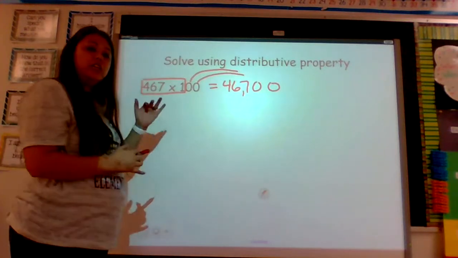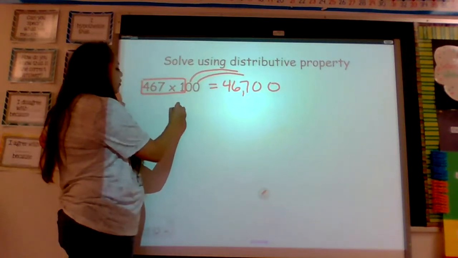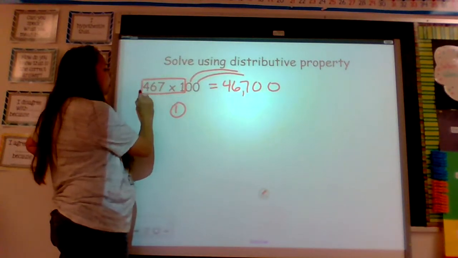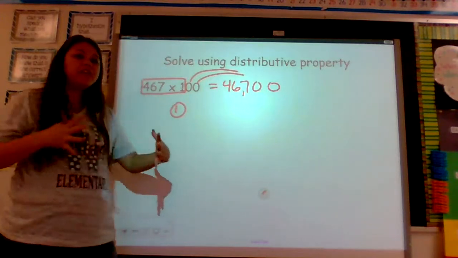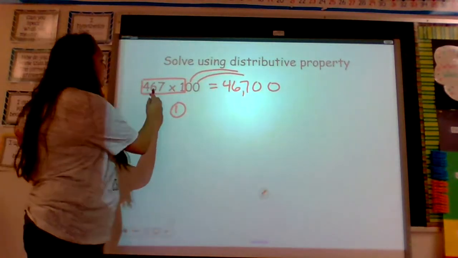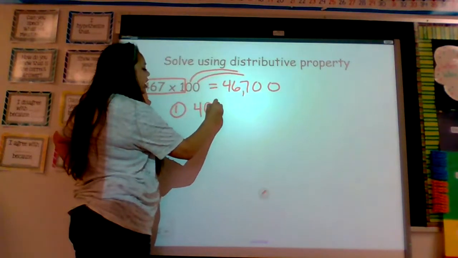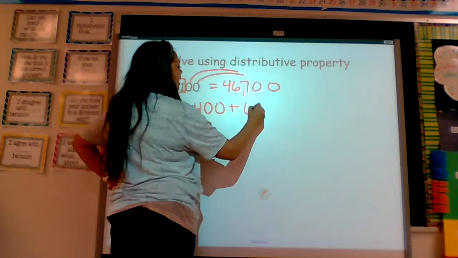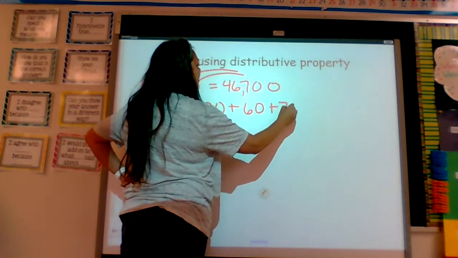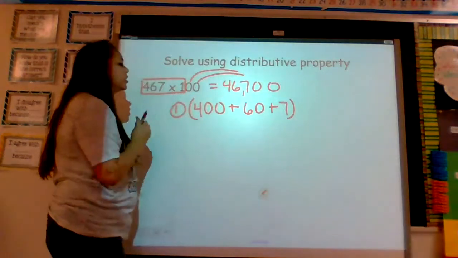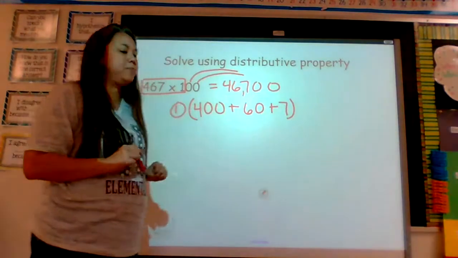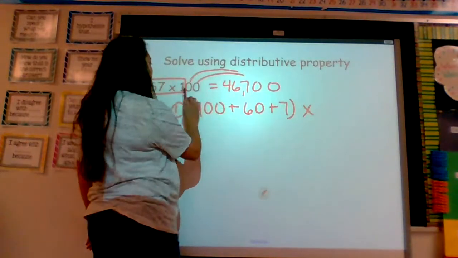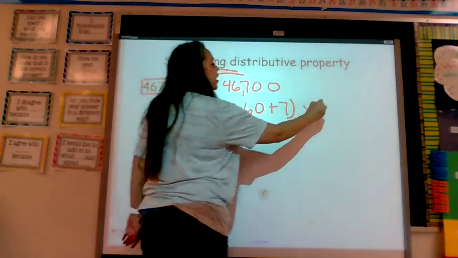And you'll see on the worksheets it'll have the steps for you. So the first step is we're going to take our 467, and we're going to put that in expanded form. So that's going to be, and I already know you know how to do it, 400 plus 60 plus 7. Okay? And I'm just going to kind of keep that number together. That's why we put it in parentheses. And we're going to multiply that entire number, because that number is the same as 467 times 100.